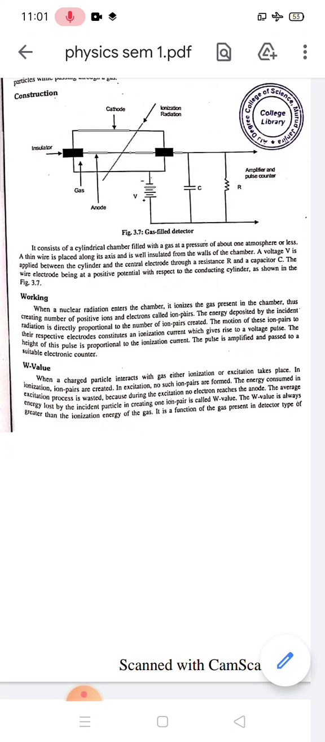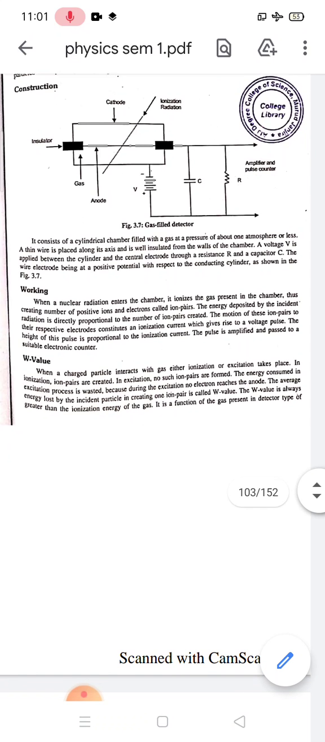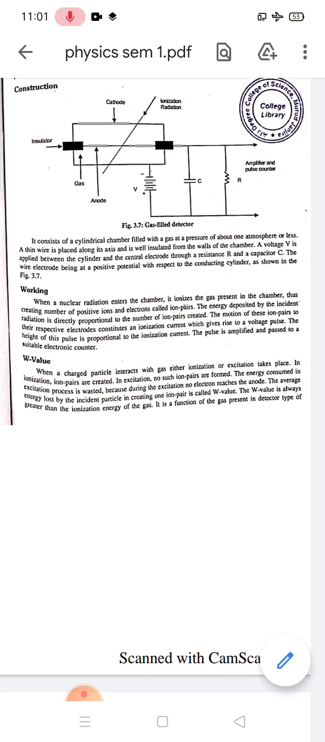When the nuclear radiation enters the chamber, it ionizes the gas present in the chamber, thus creating a number of positive ions and electrons, called ion pairs. The energy deposited by the incident radiation is directly proportional to the number of ion pairs created.